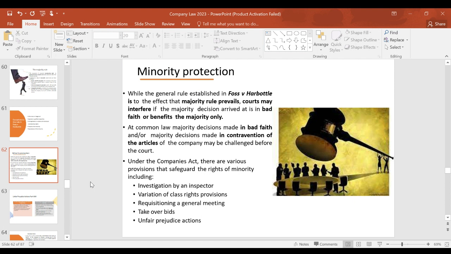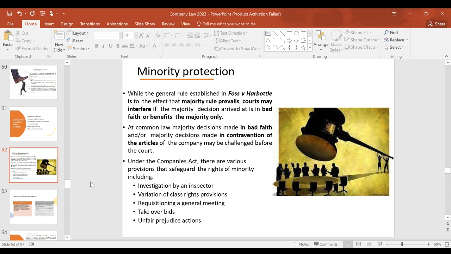And of course, at common law, there were two major ways in which the court may intervene to protect the minority. That was where the majority are making their decision in bad faith, or they are contravening the law or the articles of the company when making such a decision. Under the Company Law Act, we have several safeguards for the minority, which protect the minority from the majority rule. And such protections of minority rights come in several forms.